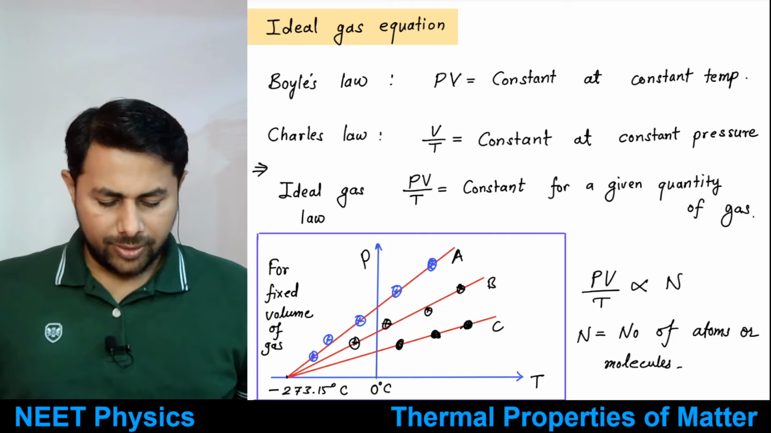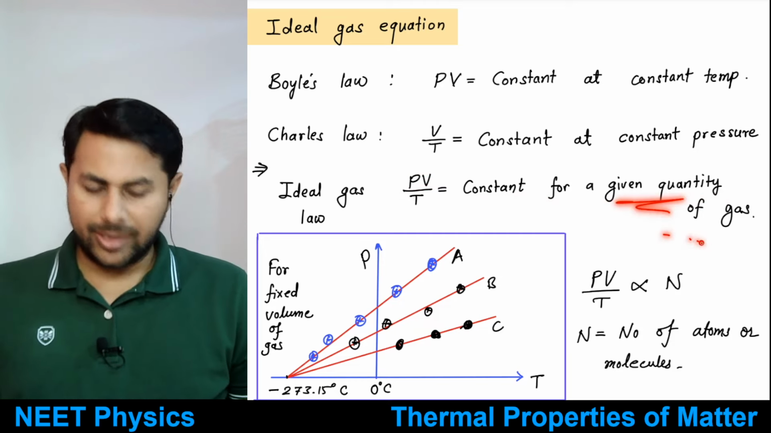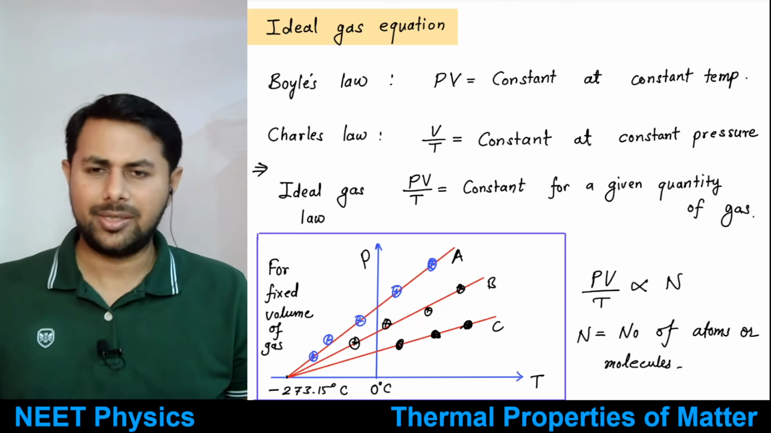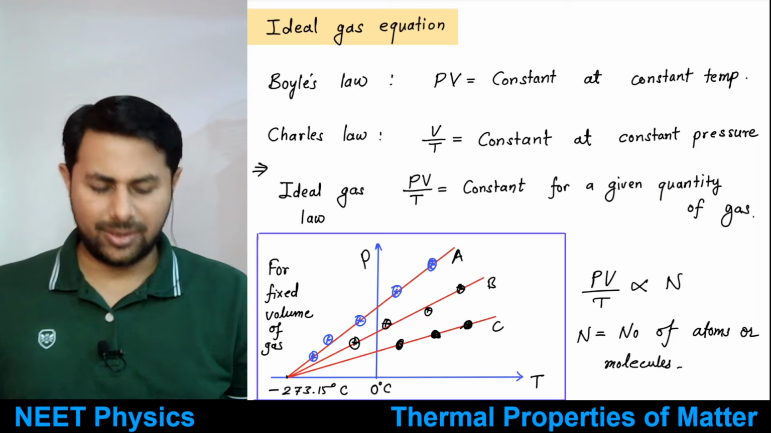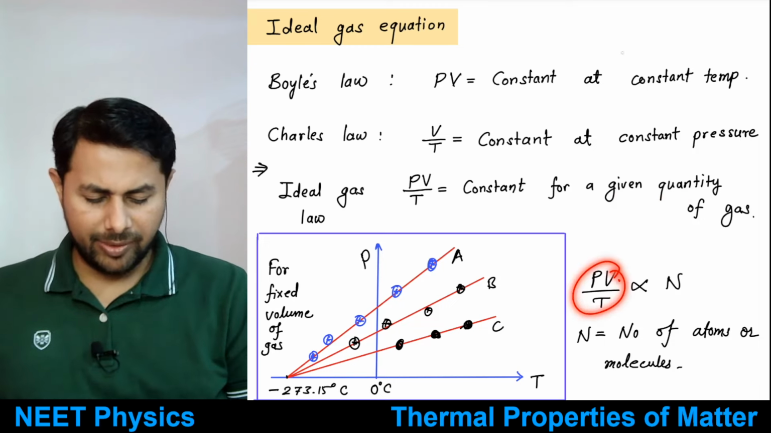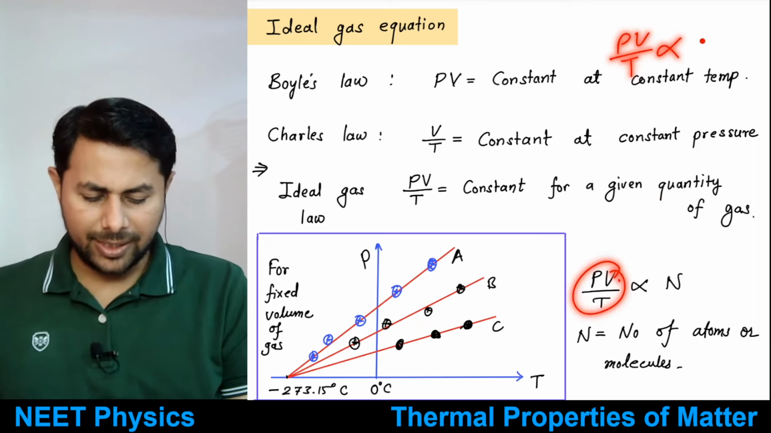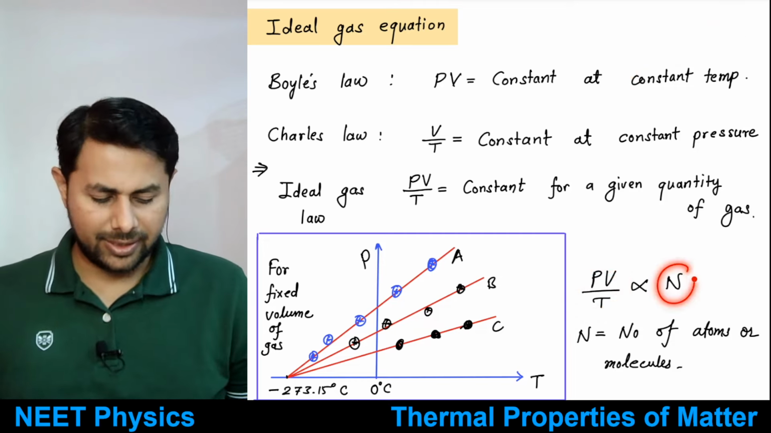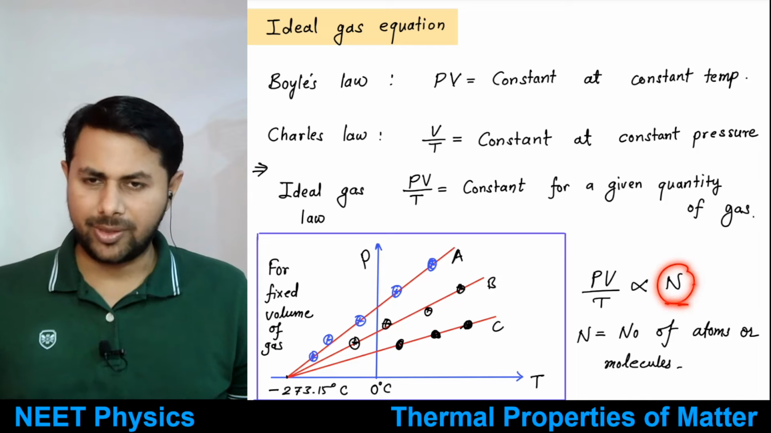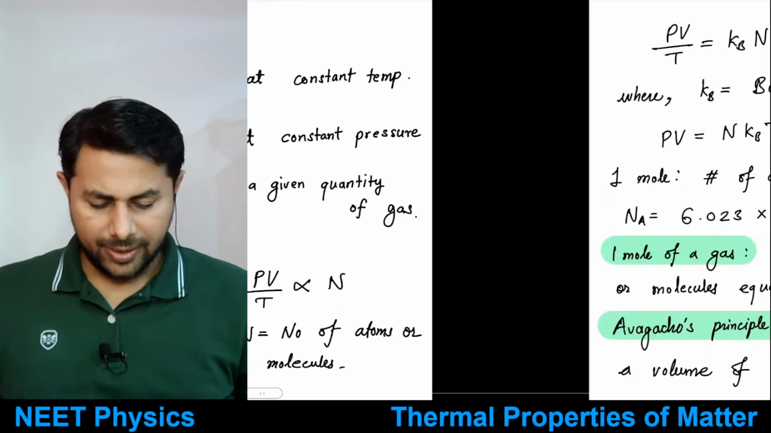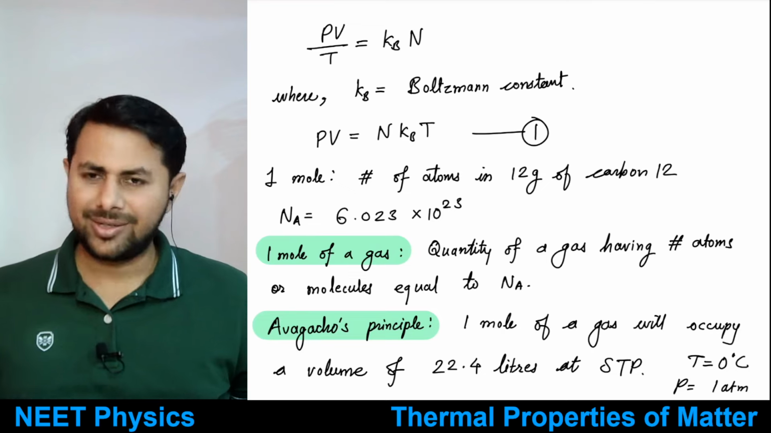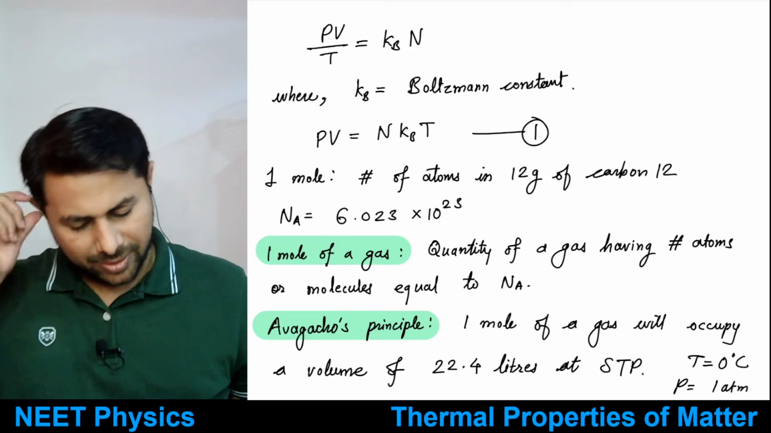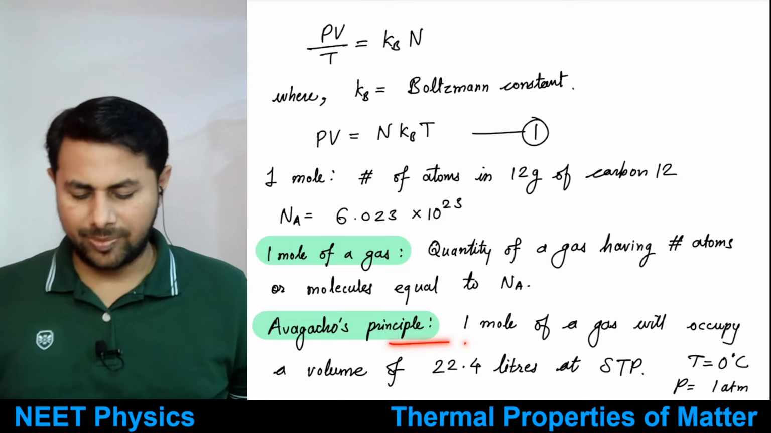So what is that given quantity of gas? It can be written in terms of the number of molecules of gas. So we say that PV by T would be directly proportional to what? The number of molecules of a gas. It's directly proportional to the number of molecules of a gas. And then you have Avogadro's principle.